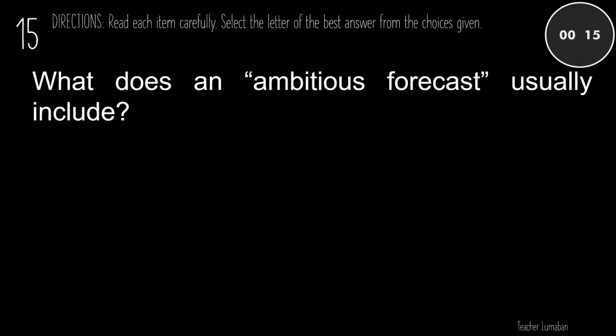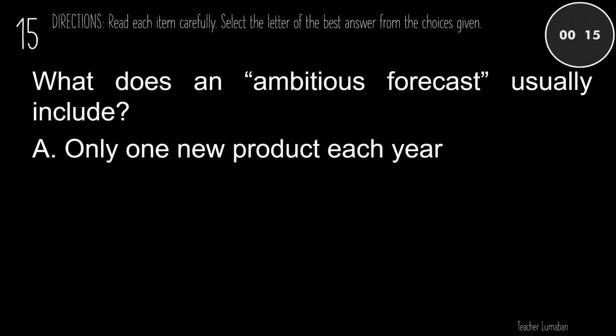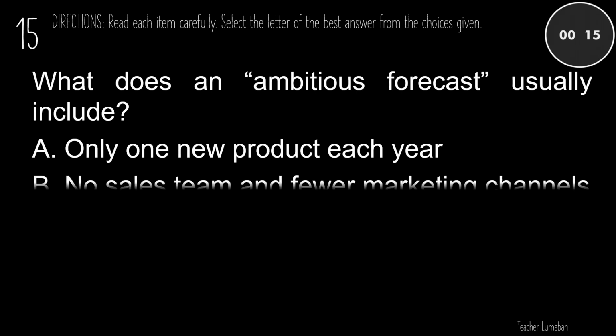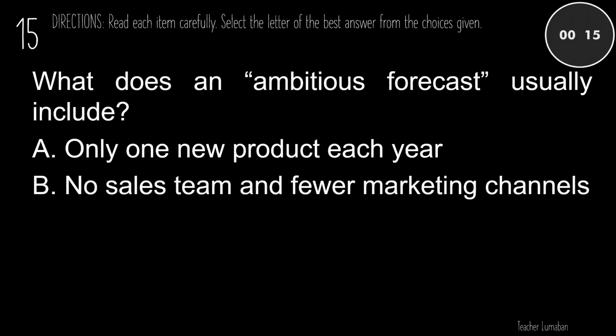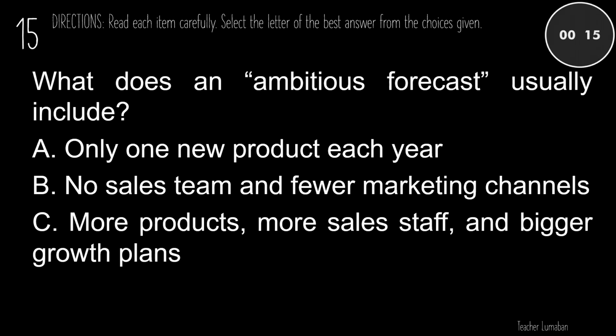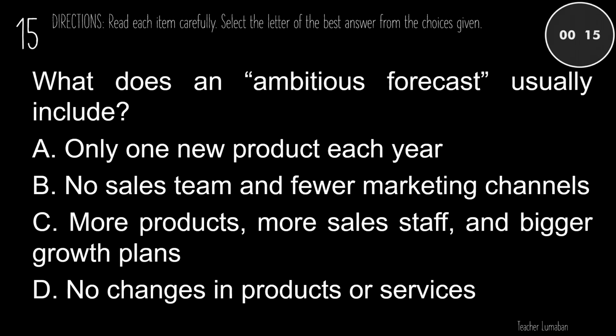What does an ambitious forecast usually include? A. Only one new product each year. B. No sales team and fewer marketing channels. C. More products, more sales staff, and bigger growth plans. D. No changes in products or services.